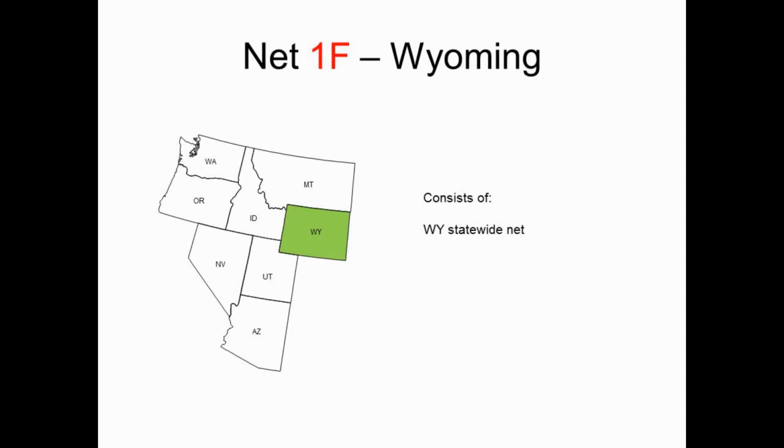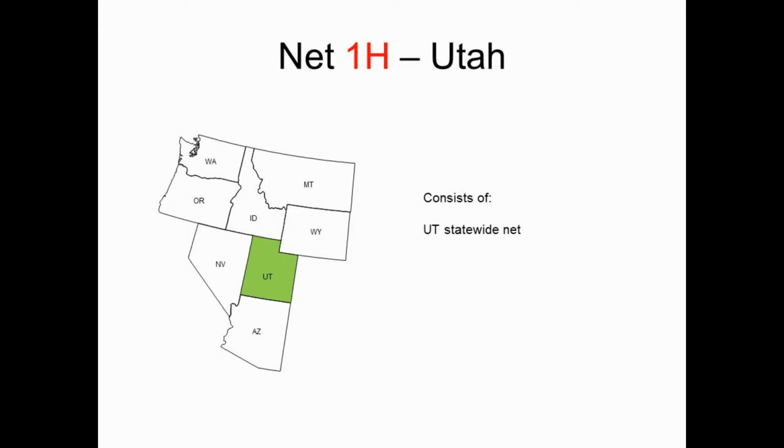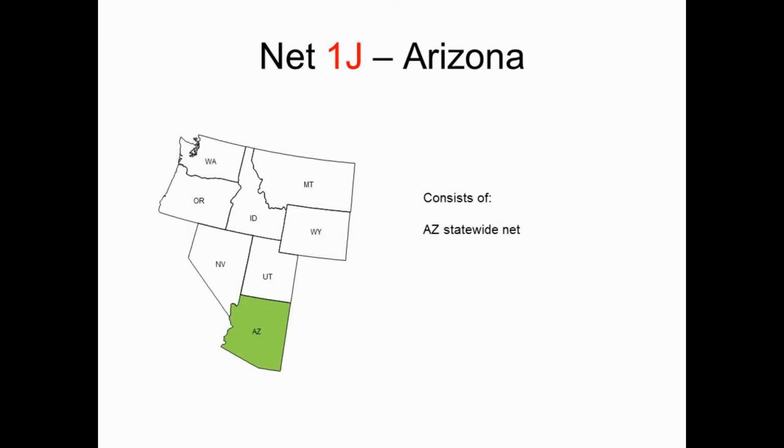The 1 Foxtrot net is the Wyoming State net. The 1 Golf net is the Nevada State net. The 1 Hotel net is the Utah State net. The 1 Juliet net is the Arizona State net.